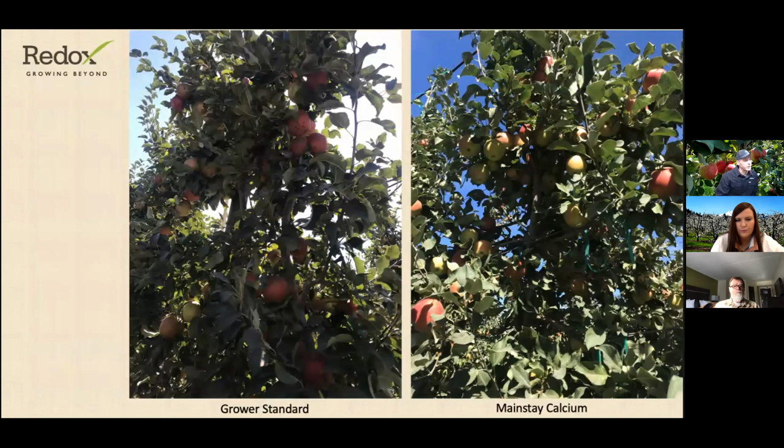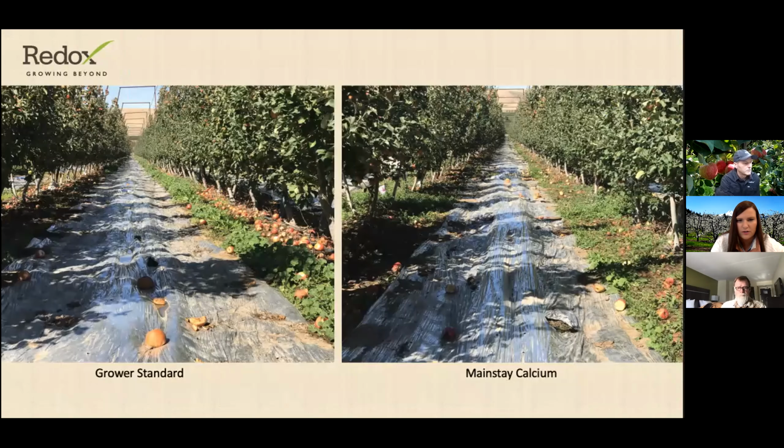And here's another example. Jasmine, you want to tell us about what's going on here? Yeah, this is just another example where a grower was interested in using our calcium program. So we put it out there, and it's kind of hard to see, but in the grower standard you can see visual bitter pit as you walk through the orchard. It was a night and day difference between the 2 treatments. So just another success story. And then here's fruit on the ground. Not only was there less bitter pit, there was less drop.